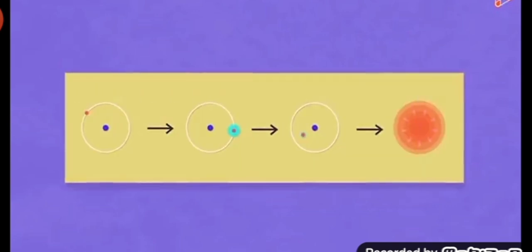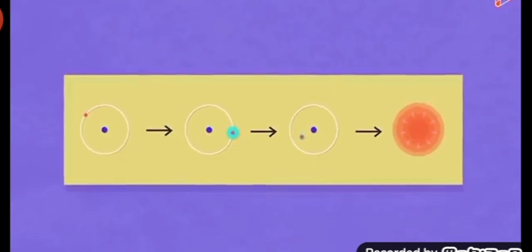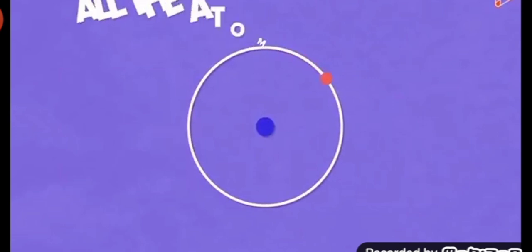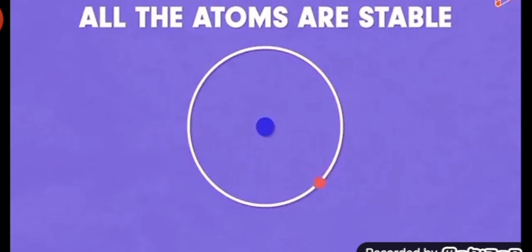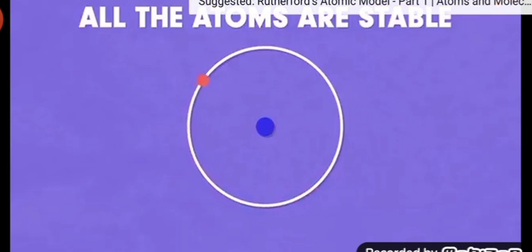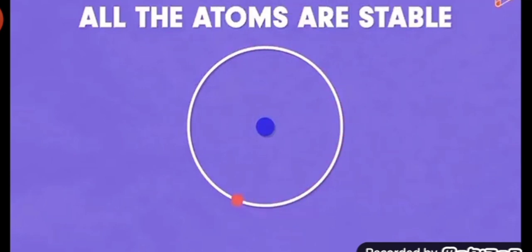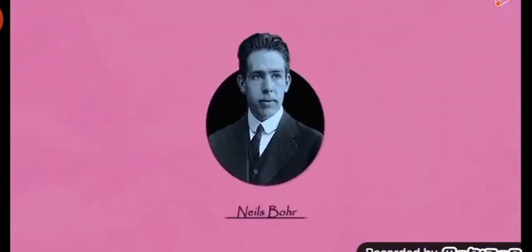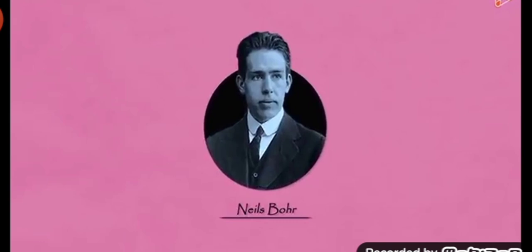But wait a second, all these things do not happen in an atom, except some radioactive elements, because in nature all atoms are stable. That means the theory put forth by Rutherford was incorrect? No, actually it wasn't incorrect, but it needed a little modification, and this modification was made by the next scientist, Niels Bohr.